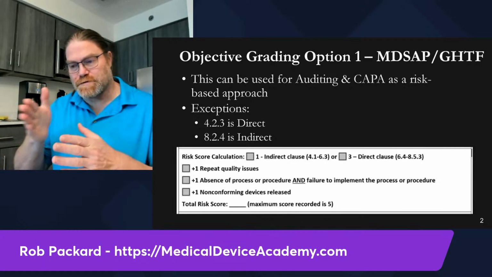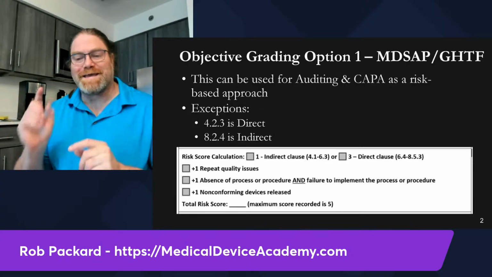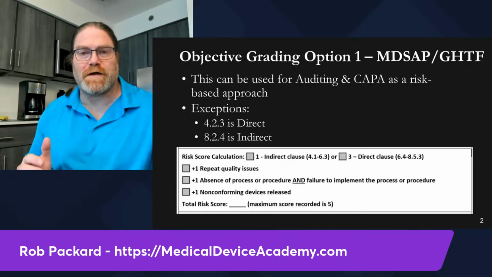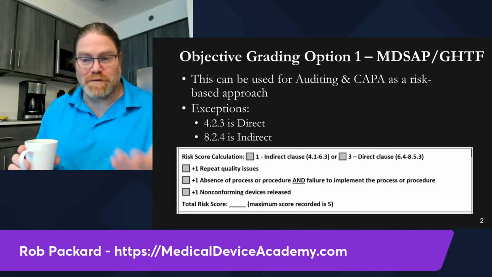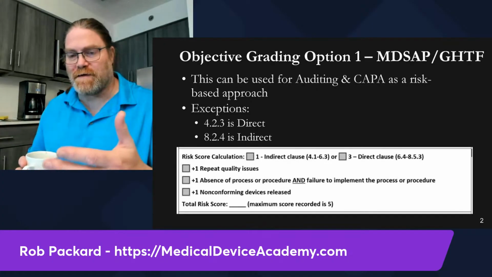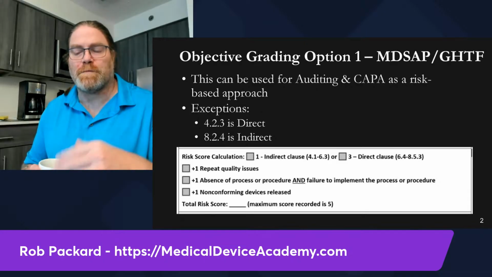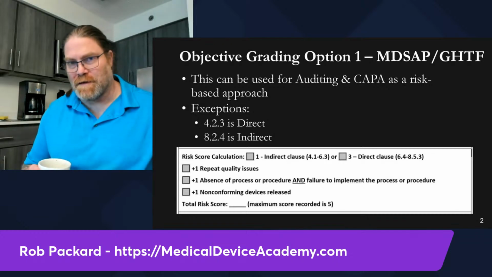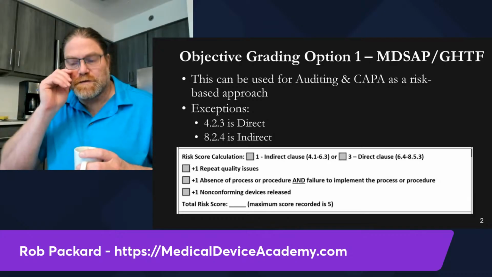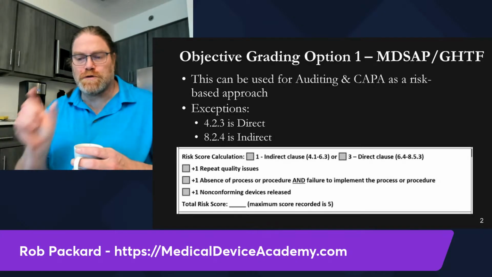The direct clauses are 6.4 through 8.5.3 in the 13485 standard, except for 8.2.4, which they say should be indirect. 8.2.4, if you're not familiar with it, is the internal auditing clause. So if you have a finding against internal auditing, it's not directly affecting the conformity of the product, it's directly affecting your quality system. So it's an indirect impact on quality of product. So they want that one to be indirect. So those are the only two exceptions to those clause ranges there.